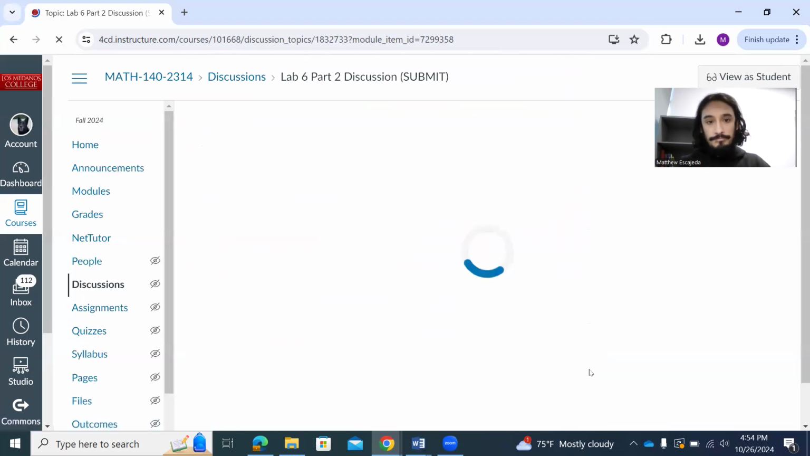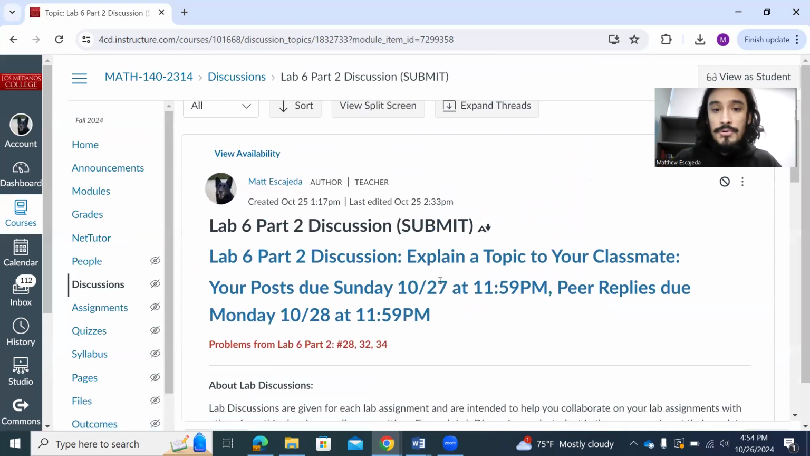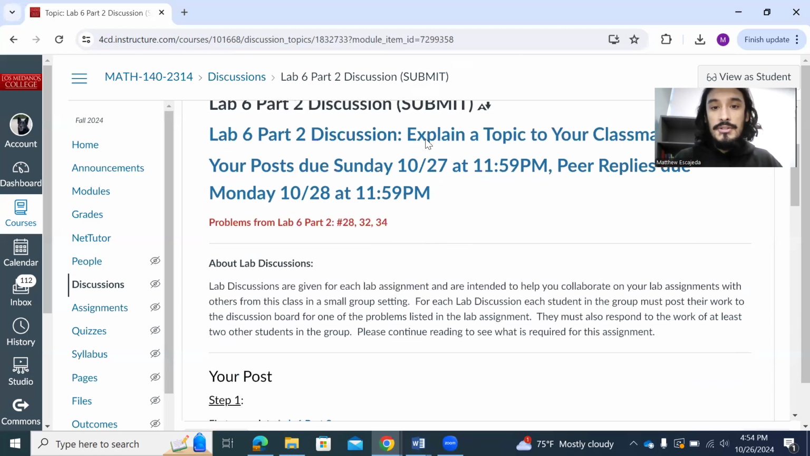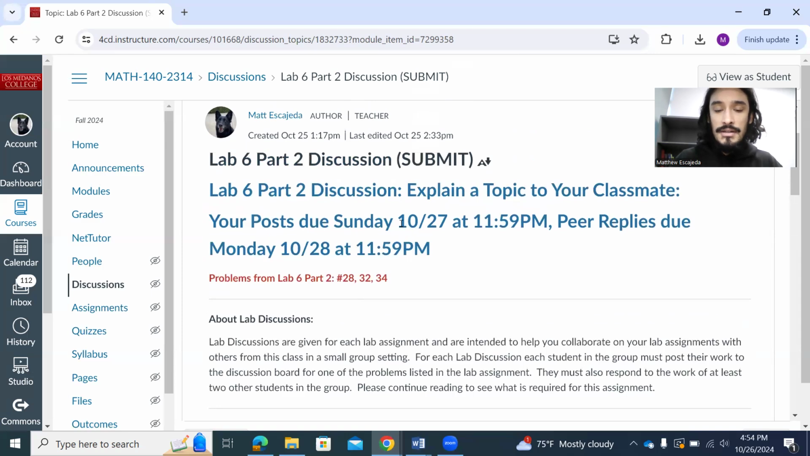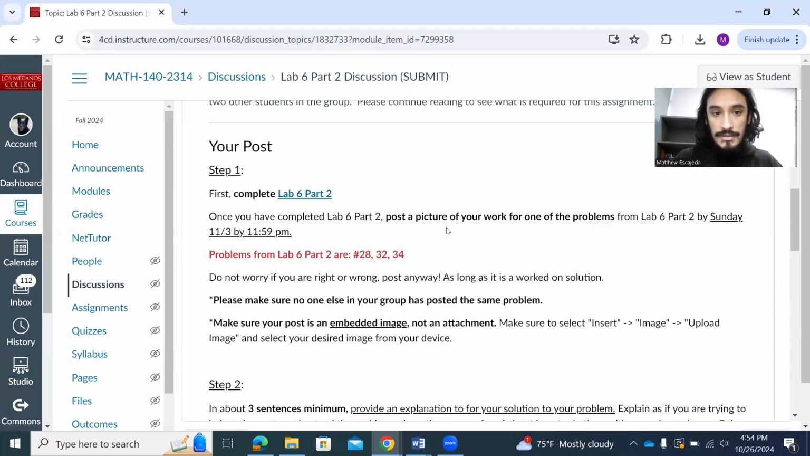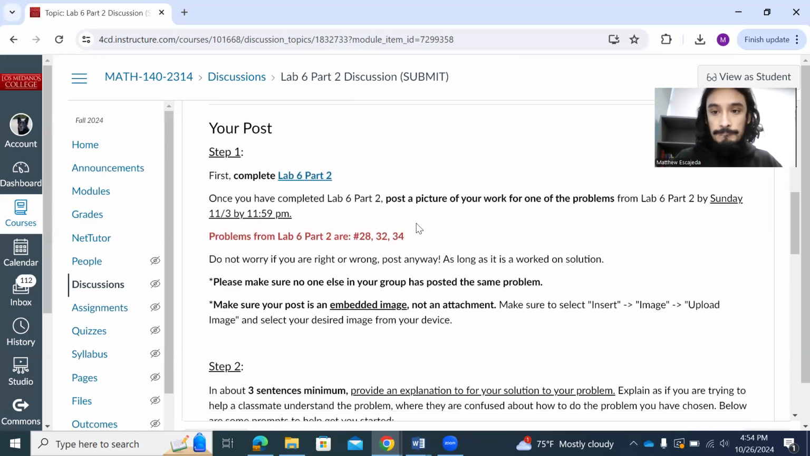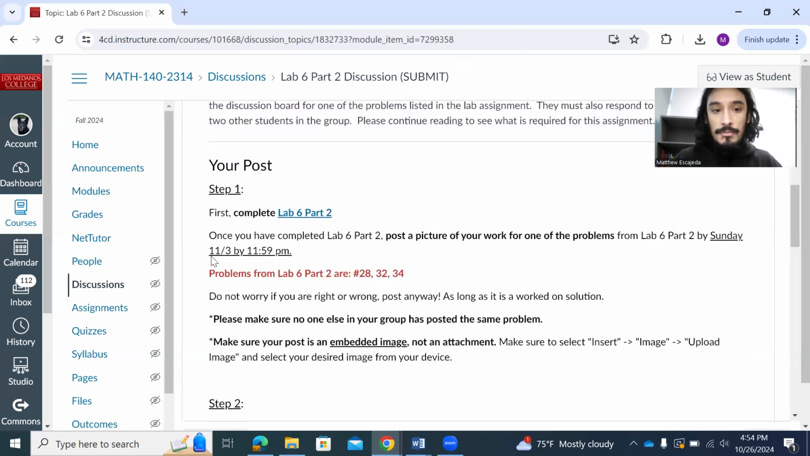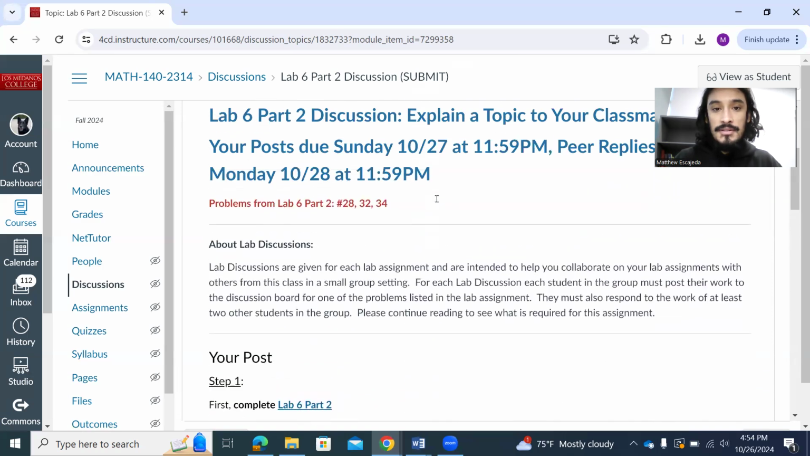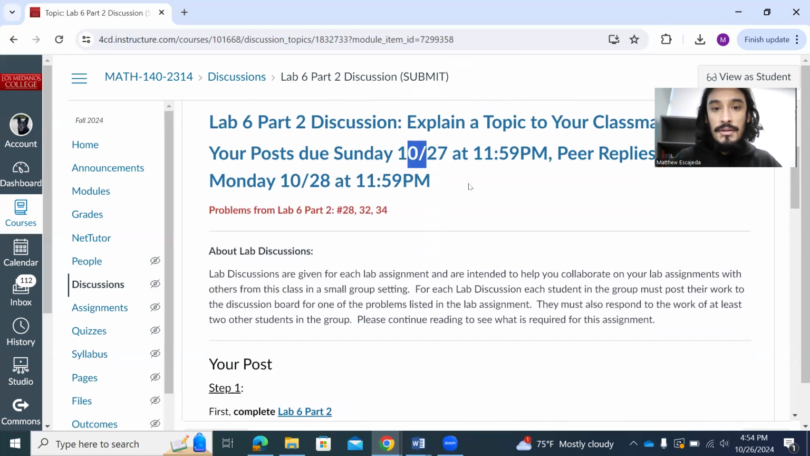And then here's our discussion portion where you are going to explain a topic to your classmate and then post a picture, explain it to your classmate, and then reply to 2 peers. So this is due by Sunday. By this Sunday, and then I have a typo here, sorry, but it should be Sunday, November 3rd. I'll make sure to fix that up there. It's not the 27th, it's the 3rd.